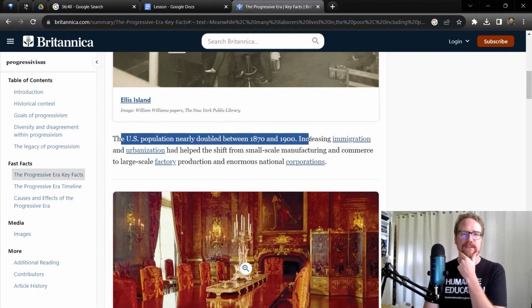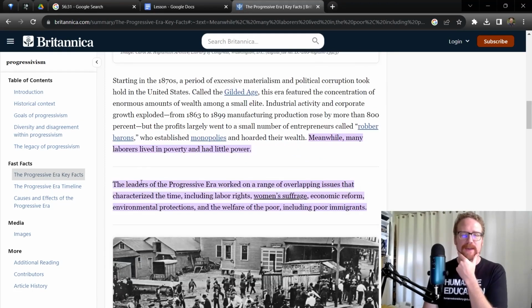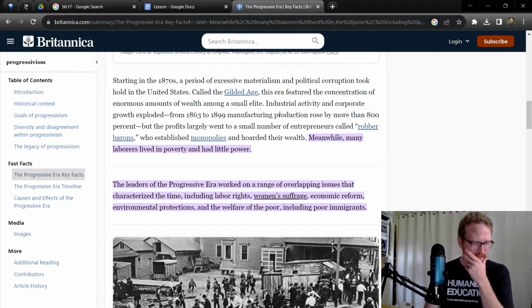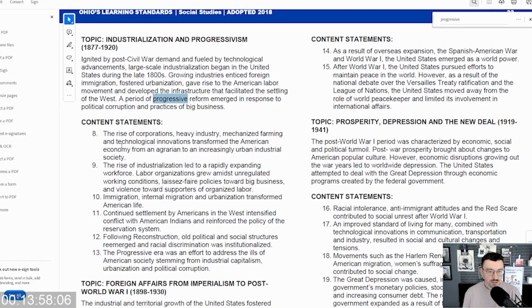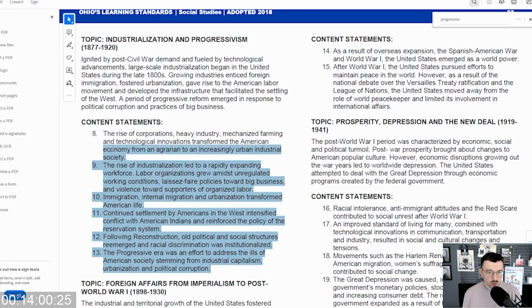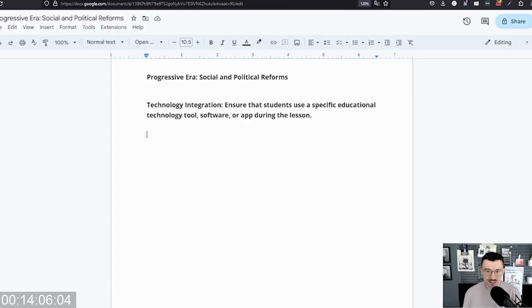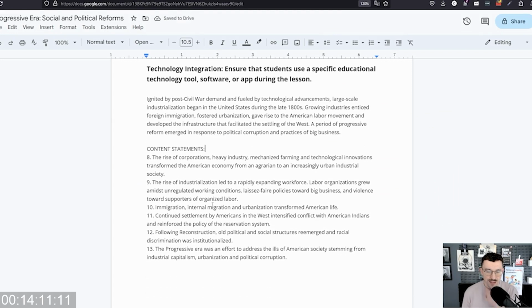Some of the context here: the US population nearly doubled between 1870 and 1900. Overlapping issues, so some intersectionality on labor rights, women's suffrage, economic reform, environmental protections, welfare of the poor, and poor immigrants. Oh, interesting, okay. And of course we have to integrate some kind of technology here as well. All right, these are the standards for the progressive era. I'm going to go ahead and take the description too. Always aligning. There's that.